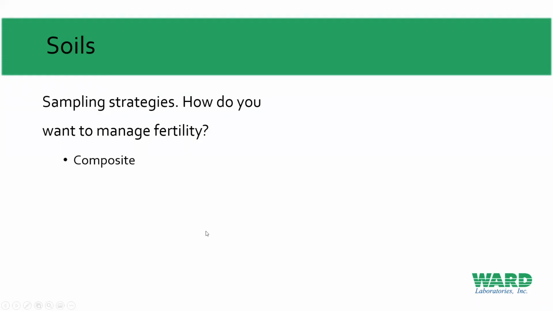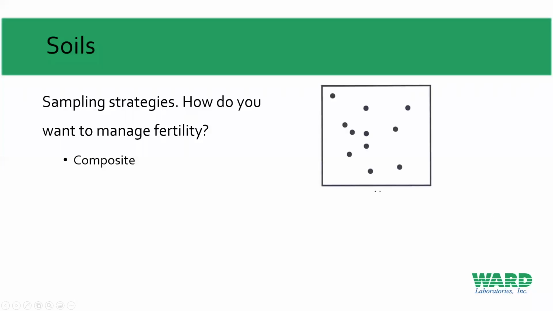So the first strategy is doing some composite sampling. Here we're just going to simply go out to our field and randomly collect some cores. Very simple, very basic. This should be doable for just about anybody.